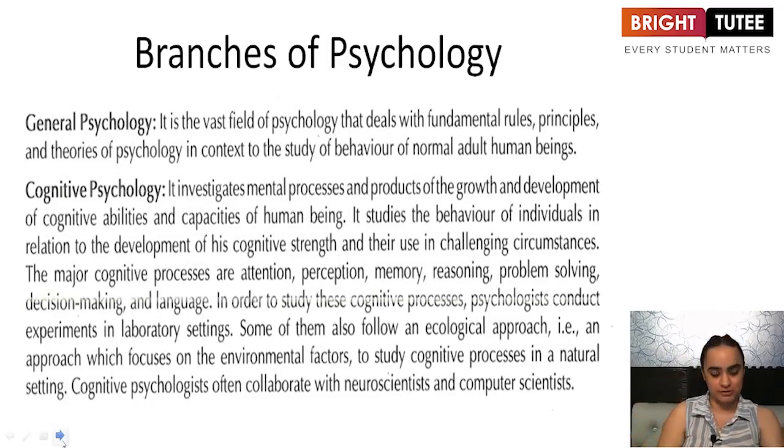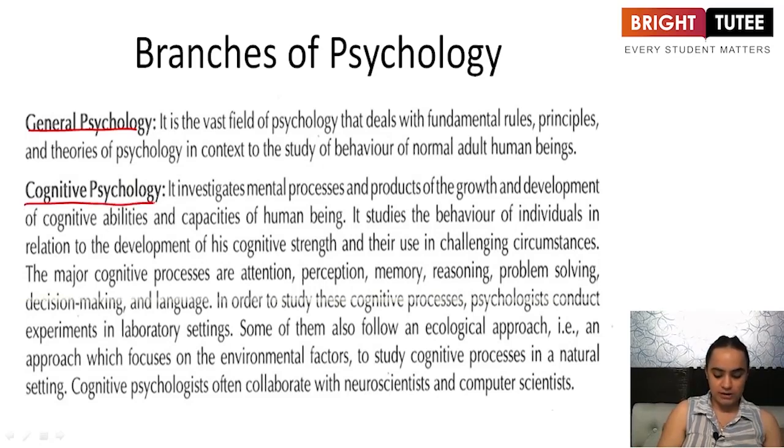opinions, and different expressions. The first branch of psychology that we have is general psychology. Now, since the term general has come into the picture, obviously what we are talking about is a vast or a wide area. General psychology deals with the fundamental, the most basic rules, principles, and theories of psychology that will help us to study the behavior of normal, adult human beings. So all the rules, all the principles, all the theories that are going to define an adult human being is what general psychology talks about. There is nothing specific, but a general perspective is taken into account.